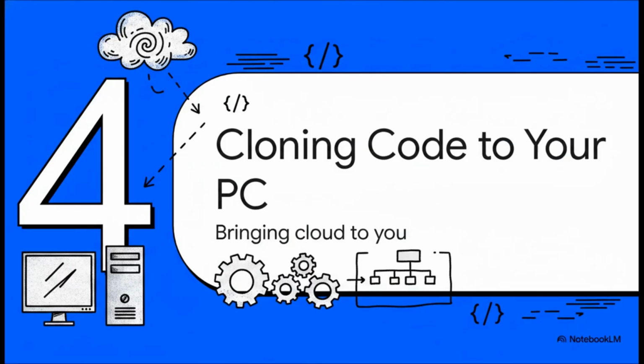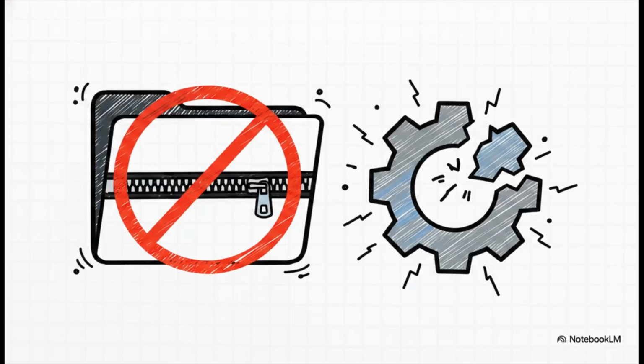Part 4. Cloning code to your PC, bringing cloud to you. Now that we have that beautiful connection established, we actually need something to work on. This brings us to a super common industry term you're going to hear all the time: cloning. Now, cloning is nothing to be intimidated by. It literally just means taking the code project that already exists up in the cloud and safely bringing a copy of it down to your local computer so you can start working on it.